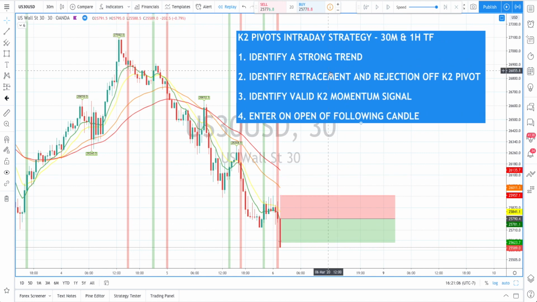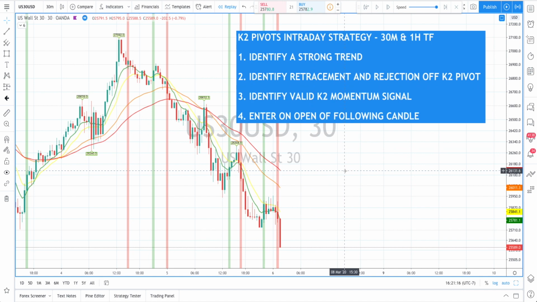So as you guys can see, it's real simple. So that's pretty much it. If you watched the K2 pivot swing strategy video, you can see that the requirements are exactly the same. So you can pretty much apply this for swing, intraday, scalping, everything, and the requirements can be exactly the same. It's just that you're applying it on a lower time frame.